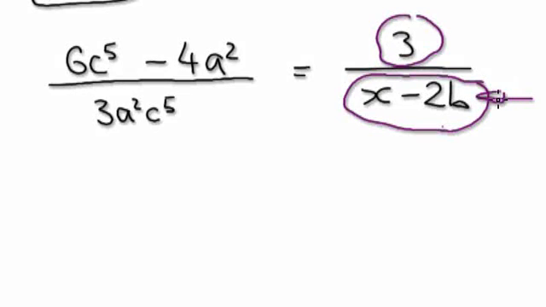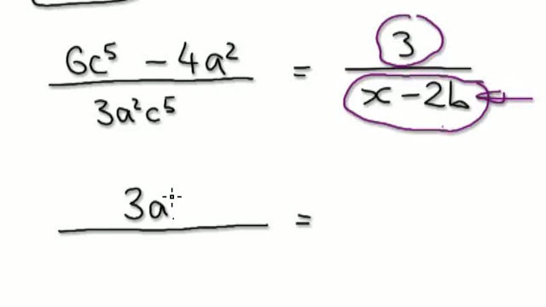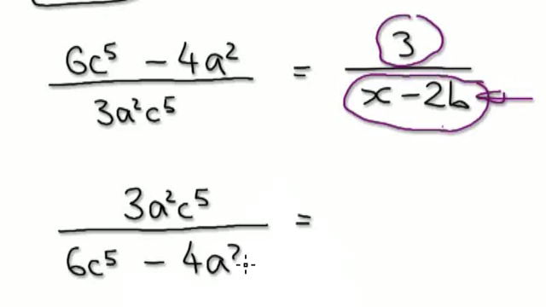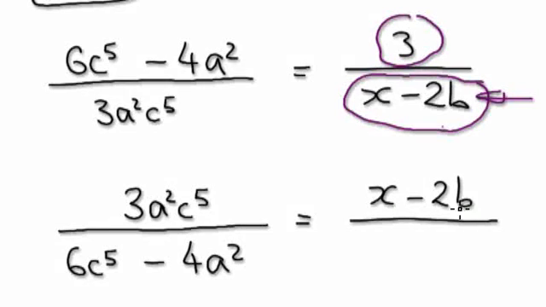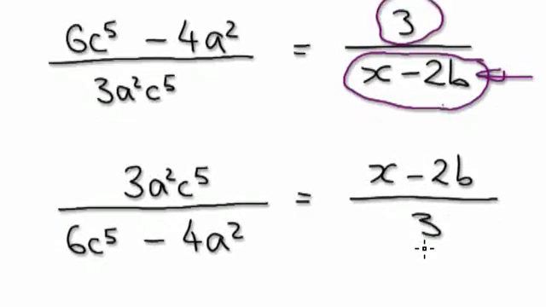Because x is at the bottom, I had a hunch that we need to take the reciprocal of both sides. So let's take the reciprocal now. So now we are taking the reciprocal of both sides. So it will be this, and this will be 6c to the power 5 minus 4a squared. This would be x minus 2b divided by 3.